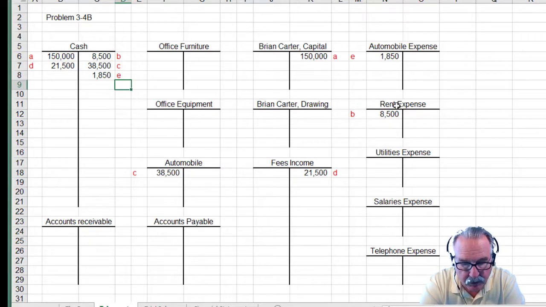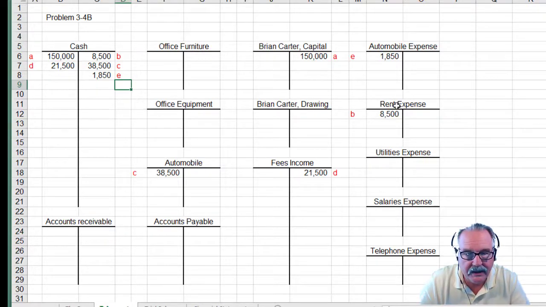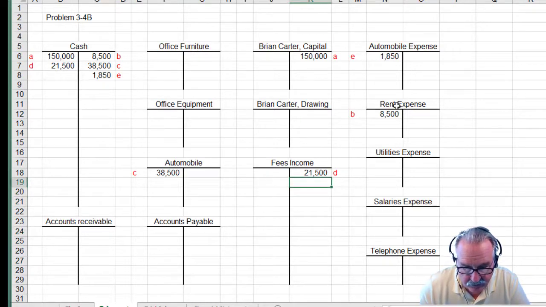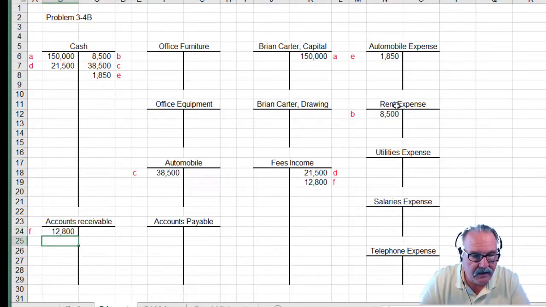Transaction F, performed services for $12,800 on credit. Performed services always means revenue. Our revenue account is fees income. But in this case, we didn't get paid now. We're going to get paid later. So this is on credit. Our debit is going to go to accounts receivable. Accounts receivable is an asset. Accounts receivable is going up. Accounts receivable is when our customers owe us money for work we've already performed. That's really important. We perform these services, we send them a bill, and now we're waiting to get paid.